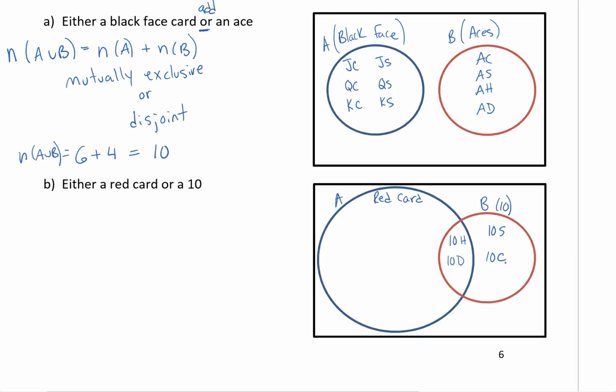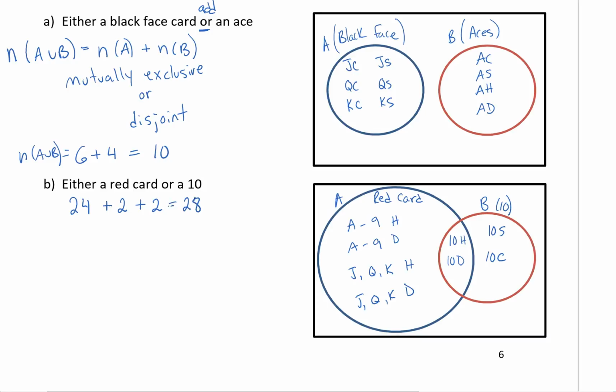And then for the red cards, we're going to list all the rest of them. So we've got ace to 9 hearts, ace to 9 diamonds, and then Jack, Queen, King of hearts, Jack, Queen, King of diamonds. So those are all the red cards. So what do we have here? We've got the 24 red cards plus the 2 red 10s plus the 2 black 10s to give me a total of 28.